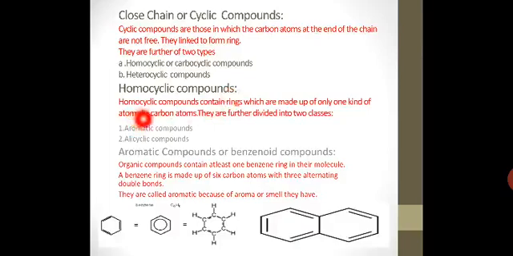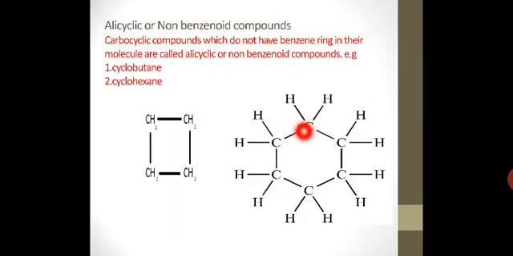What are homocyclic compounds? Homocyclic compounds contain rings which are made up of only one kind of atom, that is carbon atom, and they are further divided into two classes: aromatic compounds and alicyclic compounds. Okay, first of all, an example of homocyclic compound. Look at this structure in which 6 carbon are there: 1, 2, 3, 4, 5, 6. You know that if 6 carbon atoms are present in a structure, the name of that compound is hexane. Now, what type of arrangement does this hexane have? Either it is going to be a straight chain or a branch chain, or it is a ring, a ring of same kind of atom, or a ring of different kind of atom.